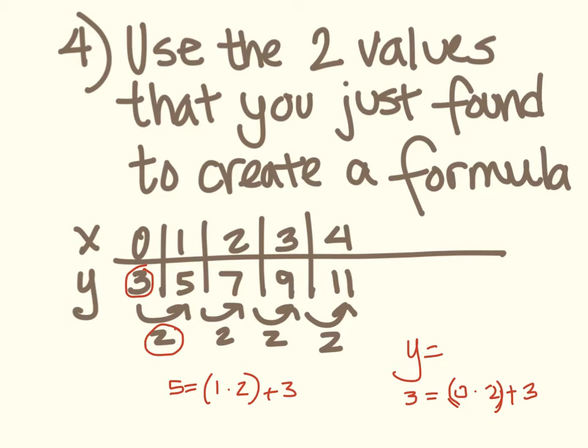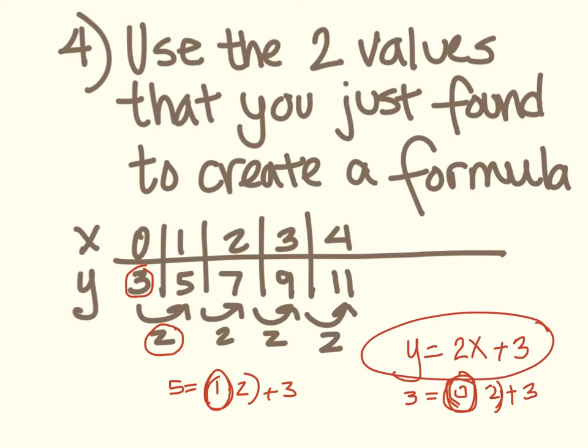So now, instead of using numbers, I'm going to replace the numbers that change with my variables. This 0 here, this 1 over here was what was changing. So that would be my x. What did I do to x? I multiplied it by 2. Then every single time I added 3. That was my formula, 2x plus 3.